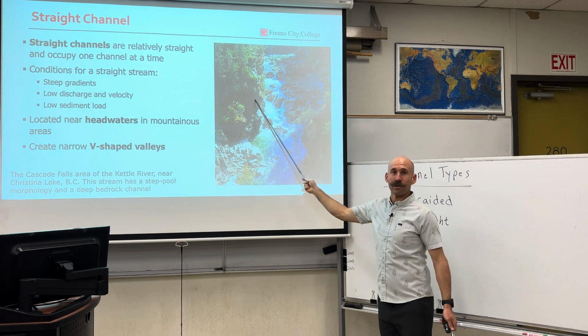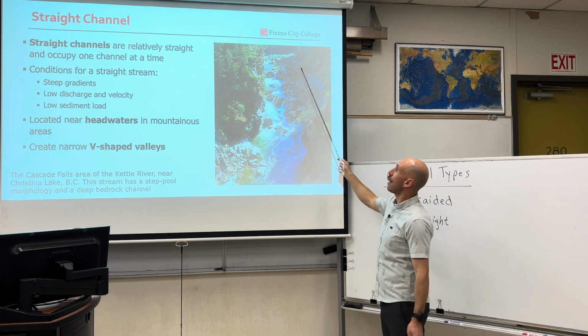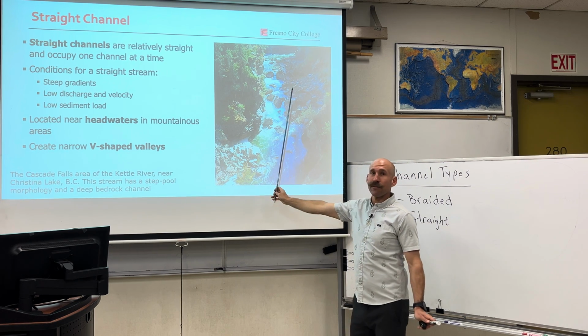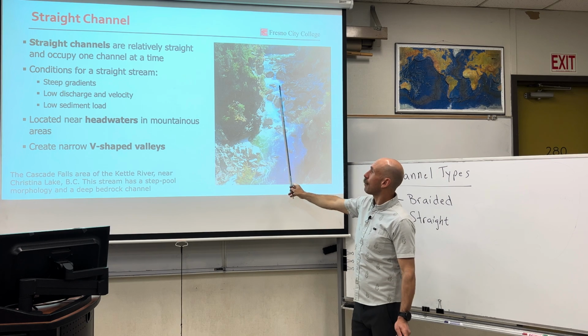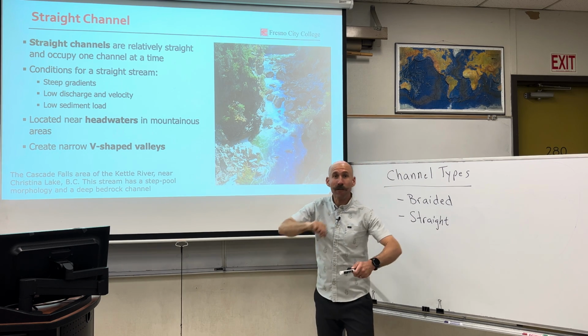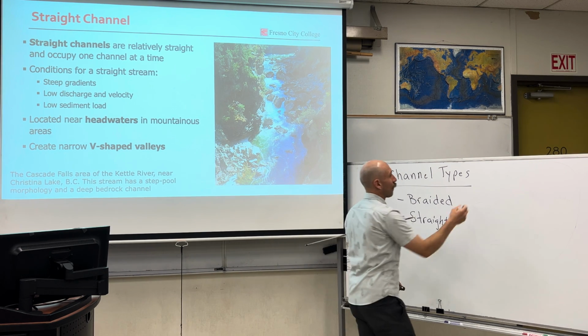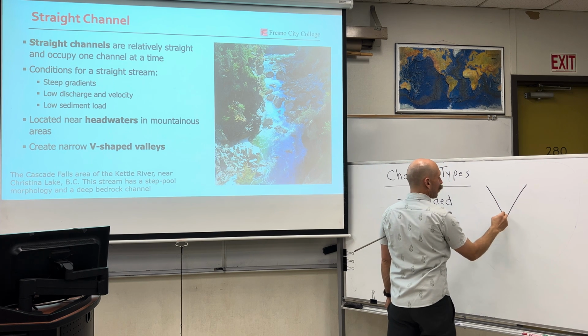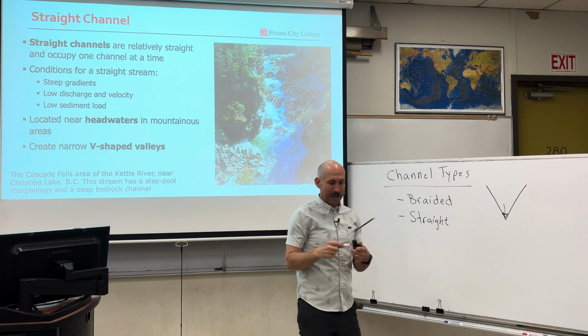You can see the mountains. So these streams are usually located up in the headwaters. They have very steep gradients, low discharge and velocity, and low sediment load. And what they end up carving are V-shaped channels because the river is eroding and cutting into the landscape.